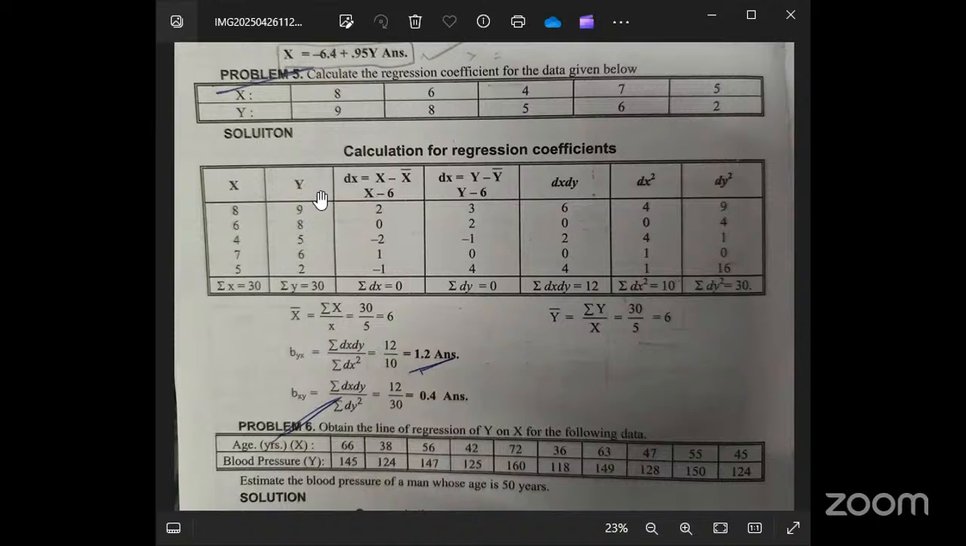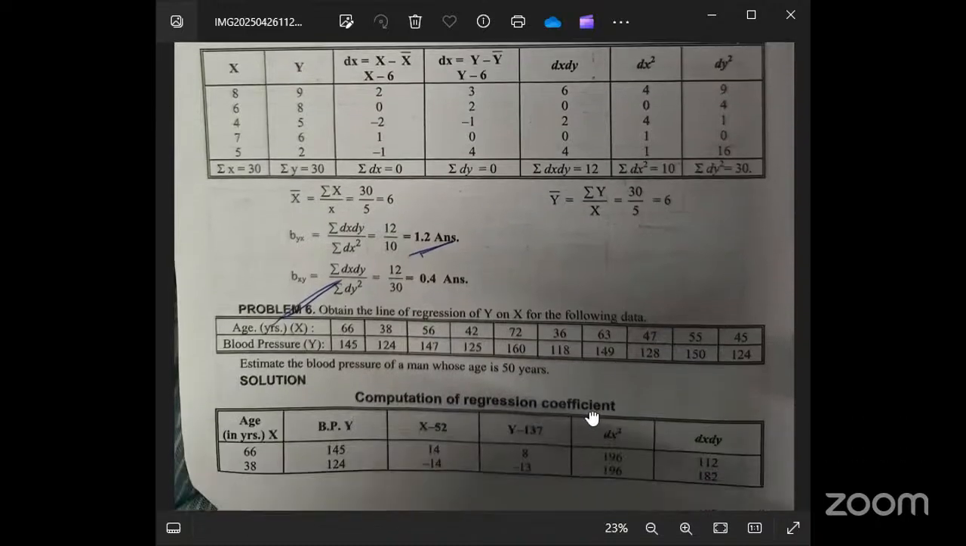But after doing that, we need to find bxy and byx. First we find byx, that is sigma dx into dy by sigma dx square, which equals 12 by 10, that is 1.2. That is your answer. Then bxy: sigma dx into dy by sigma dy square, which equals 12 by 30, that is 0.4.